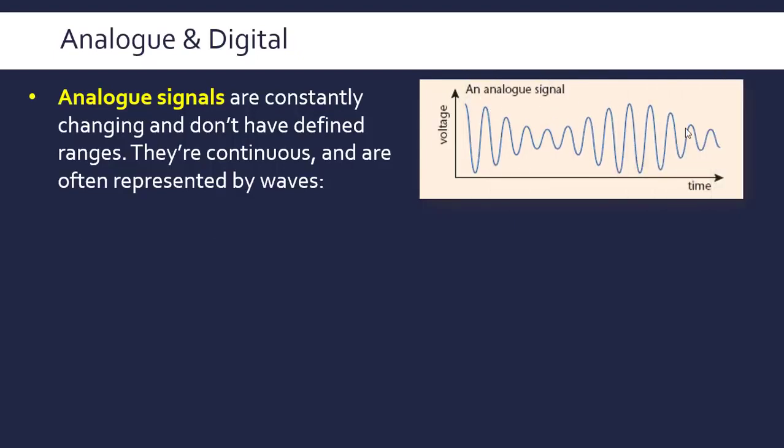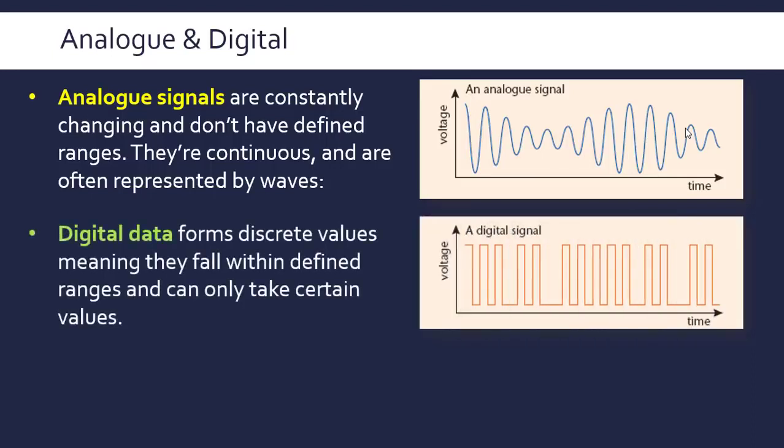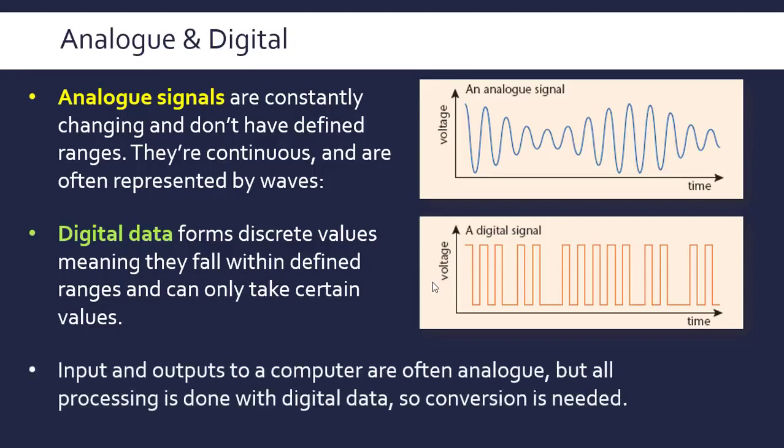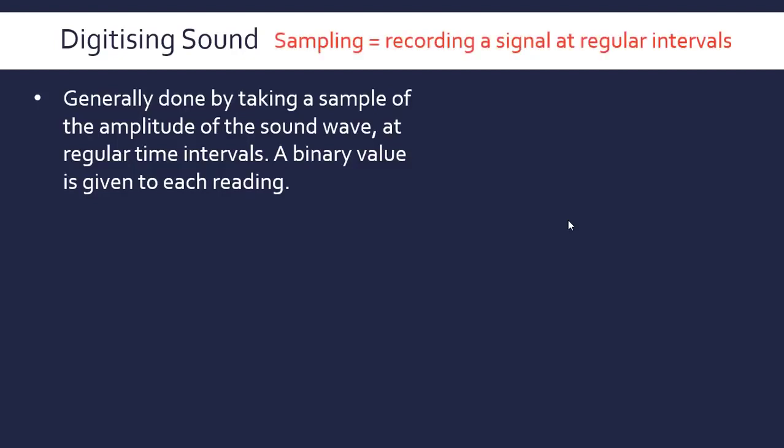And we can't deal with analog signals, we have to deal with digital data. This is where data forms discrete values, so they always fall within defined ranges and at set values within these ranges. Because the computer can only deal with digital data, we need to convert from analog, which is usually what an input and an output is, so there needs to be some conversion in this process. In terms of how we do this for sound, this is generally done by taking a sample of the amplitude or height of a sound wave at regular time intervals, and then we assign a binary value to each reading. So sampling is recording a signal at regular intervals, and this is the key bit, regular intervals.